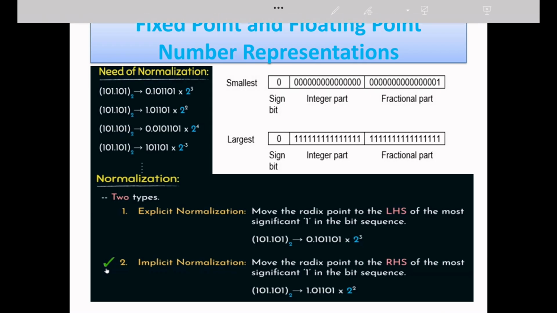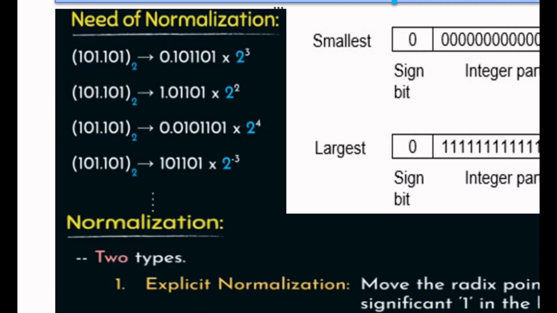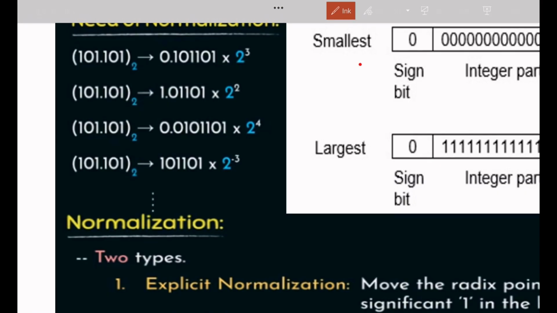Now if we are representing like this, I will show you something special. You can think that we can place this decimal radix point at any place. Where should we push the decimal point? Where should we place the decimal point?